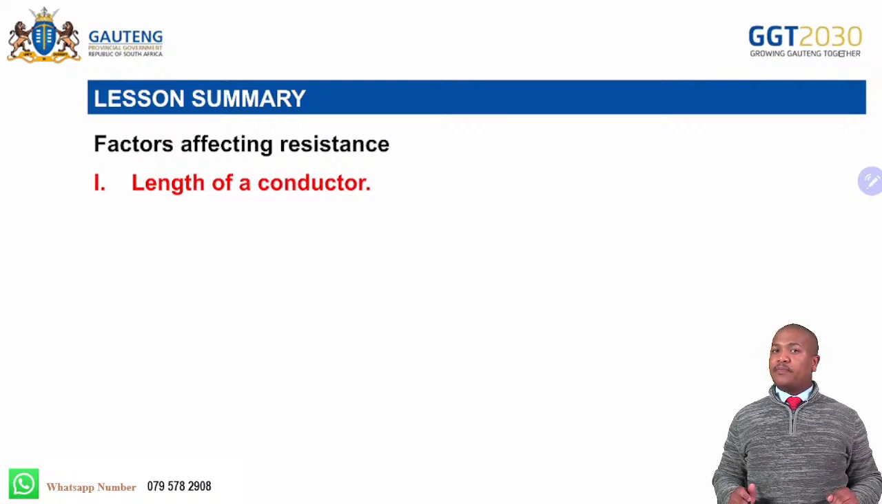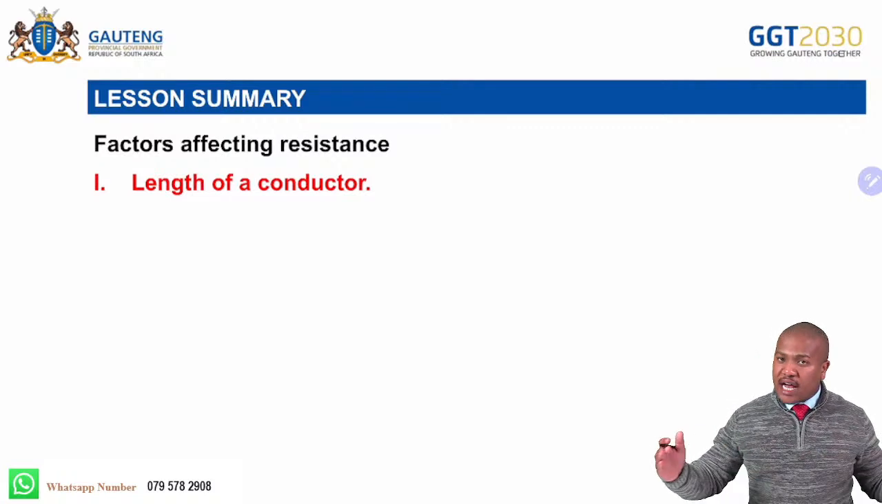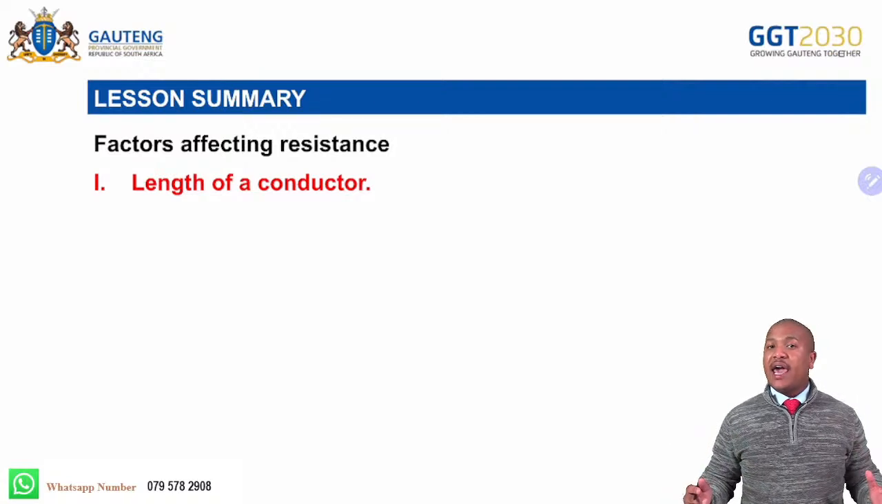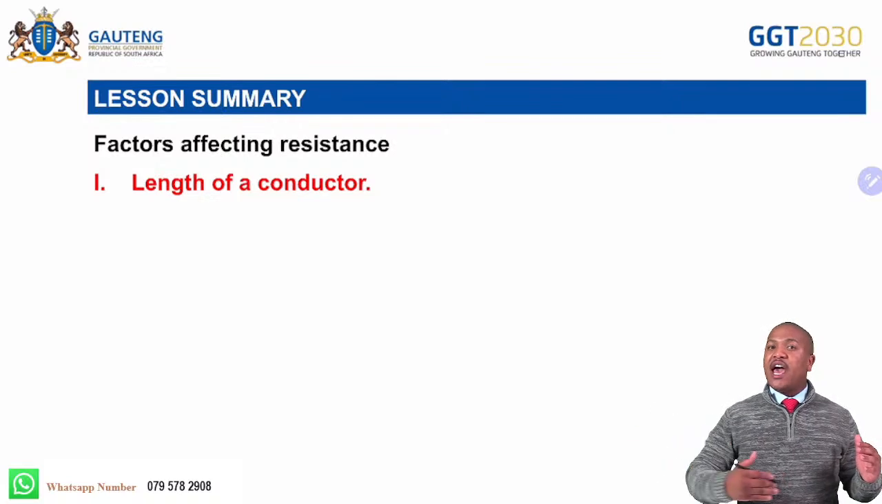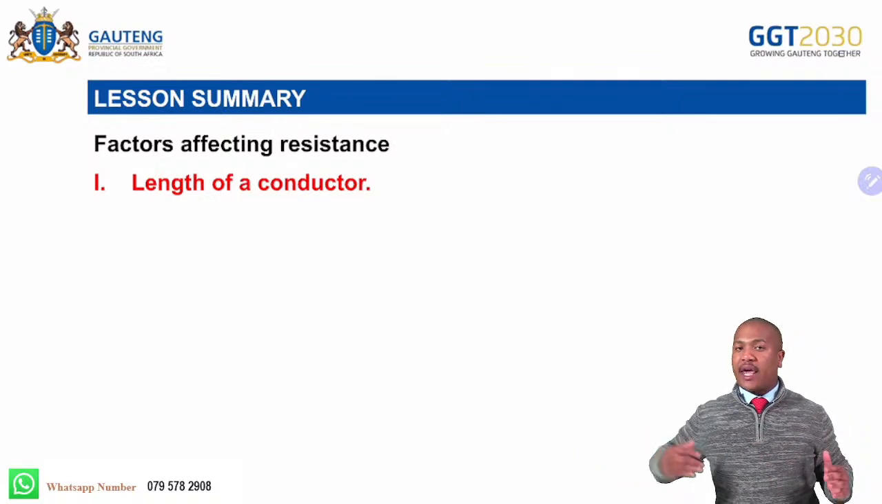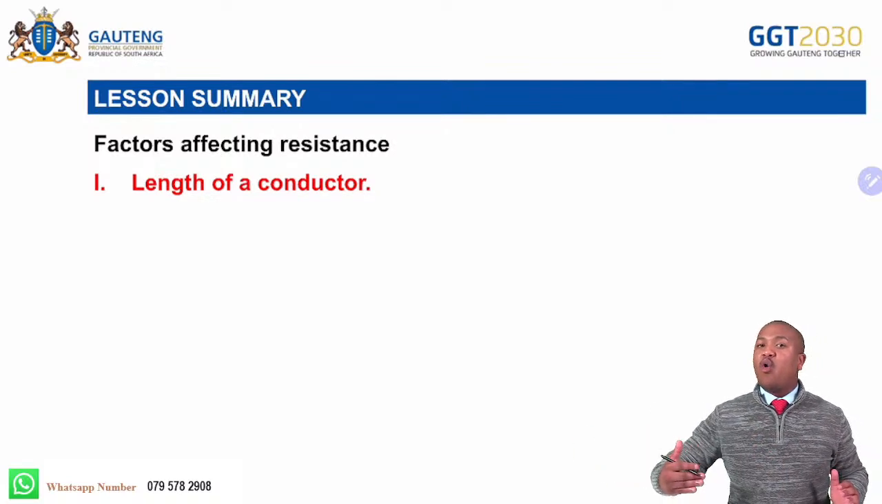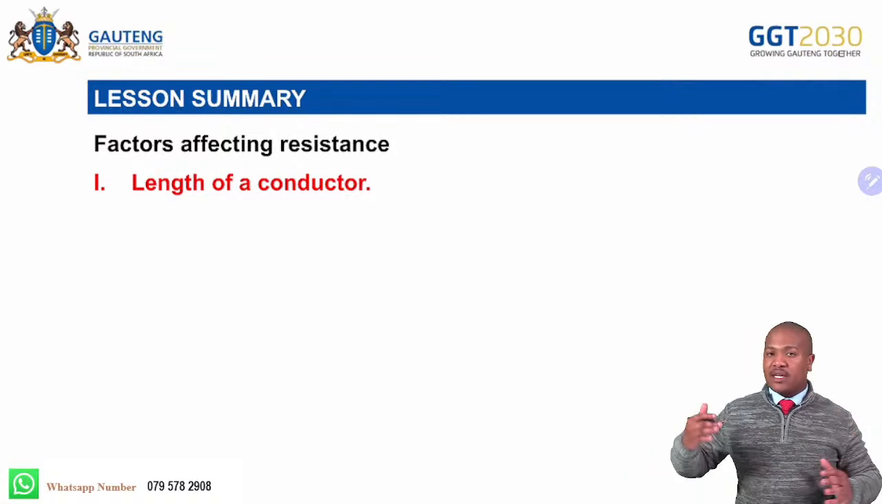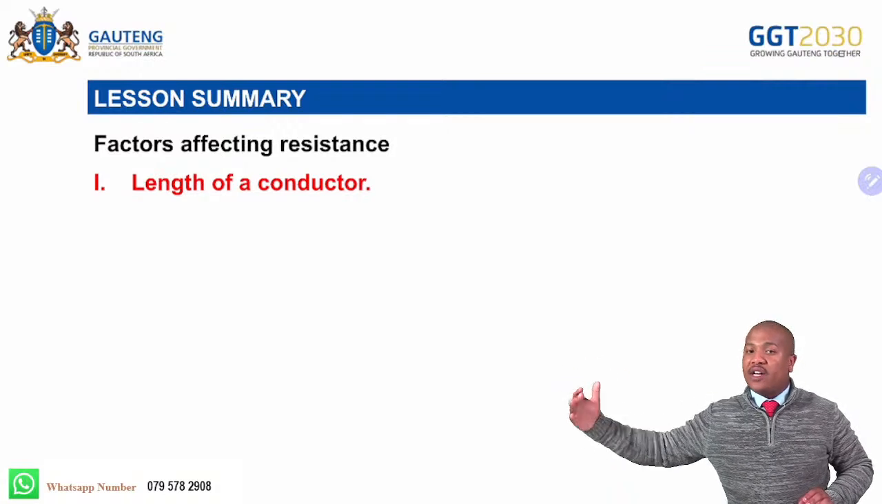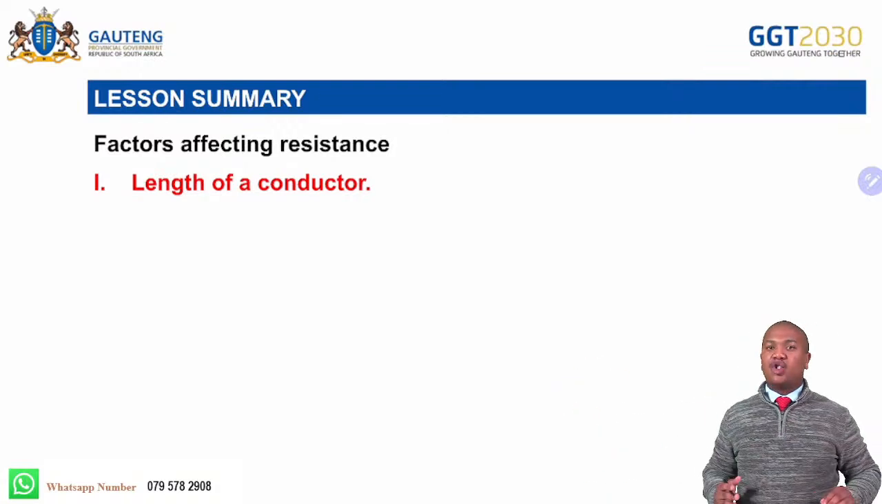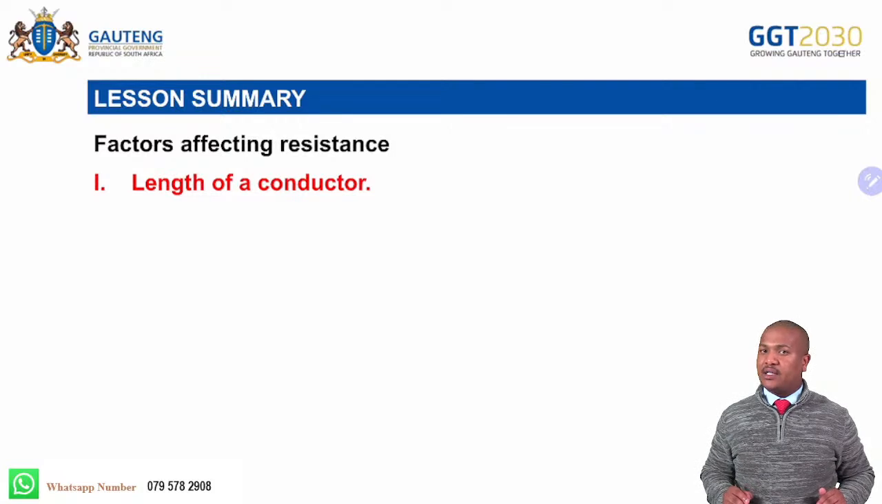So meaning what? If you have a long conductor, the current in it has to travel a long way. As it travels a long way, it bumps into atoms. There are many atoms along the way offering what? Resistance to the electric current.